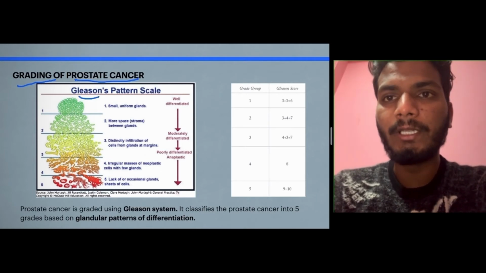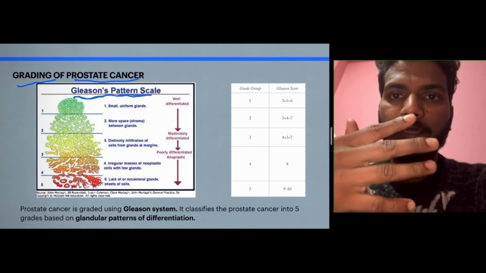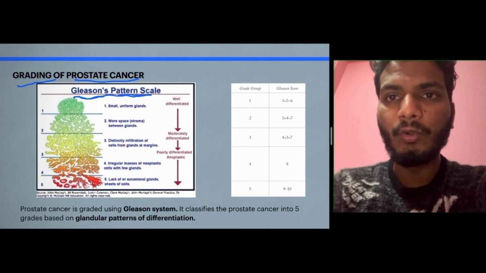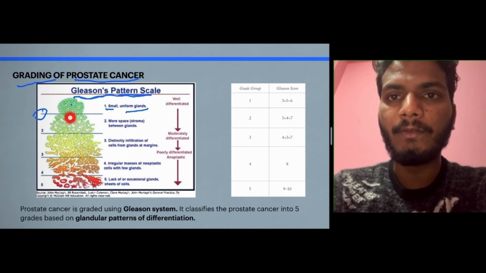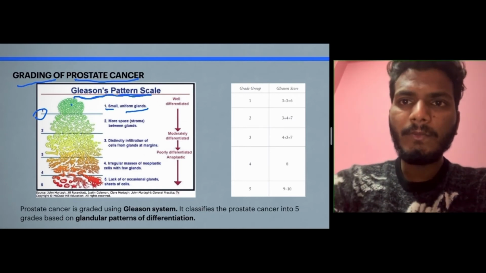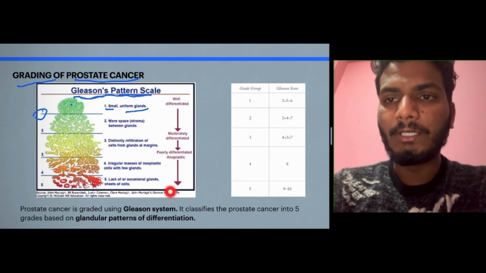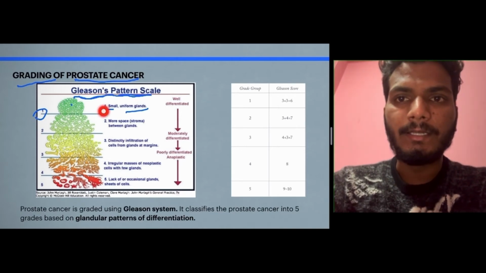There is a very popular pattern scale known as Gleason's pattern scale, in which we classify the glands in the pattern in 5 classes. In the very first class, we can see there are small uniform glands, small and very uniform in appearance. So these are well differentiated cells, and the scale goes from well differentiated to the most poorly differentiated. In the first scale there are those.